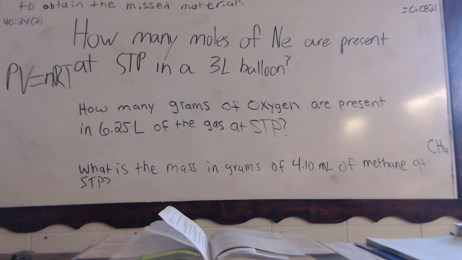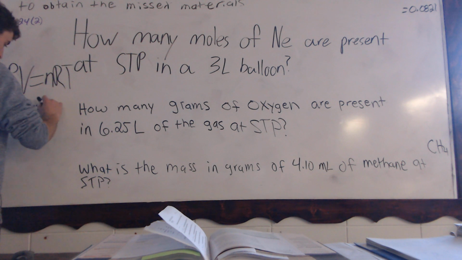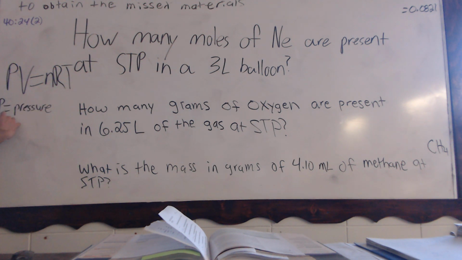Everybody got PV equals nRT. That's the equation. P is what? Take a guess. Pressure. P is pressure. V is what? Okay, this is getting into unknown territory. N, R, and then T, take a guess. Temp.